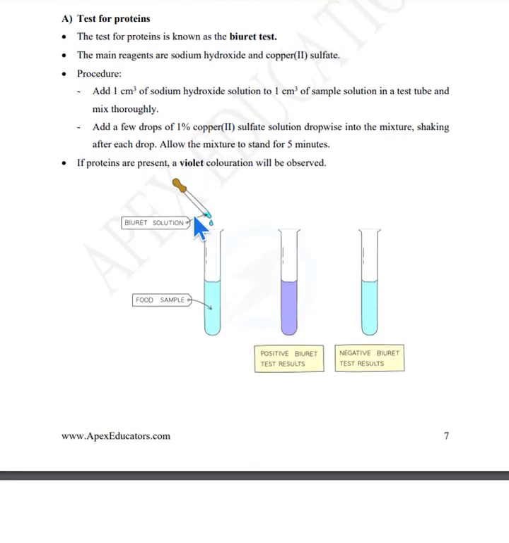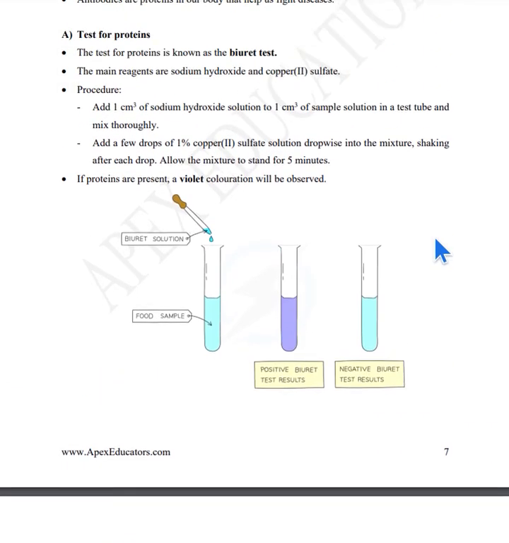And the last test for protein, you need to tell me it's the Biuret test. If the sample has a positive result for protein, you need to tell me a violet color will be observed. Negative will remain blue.